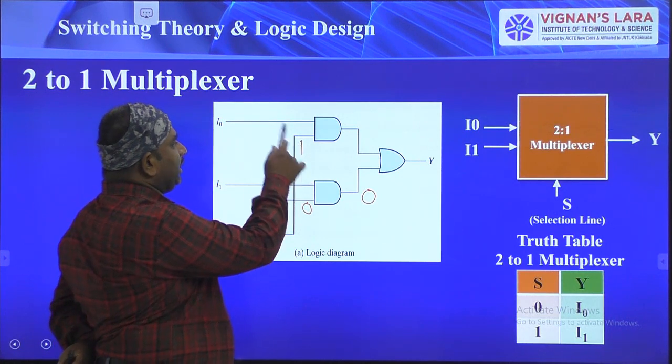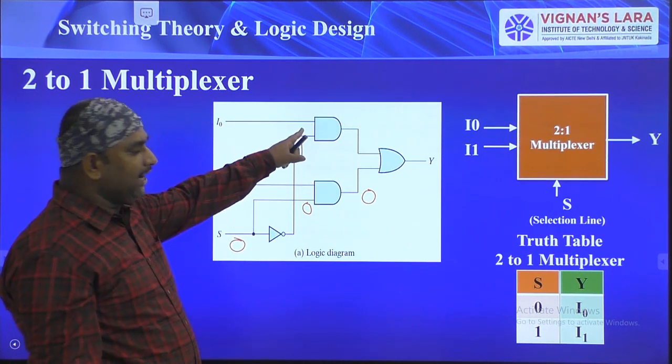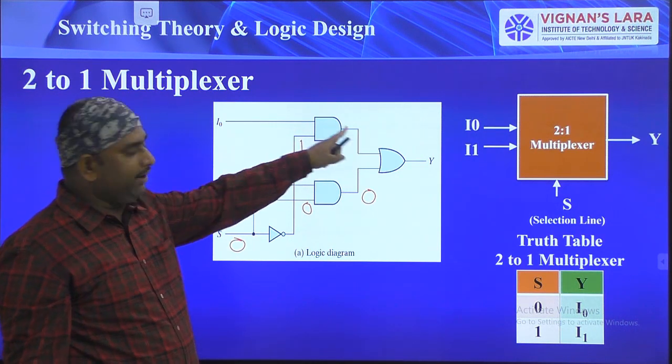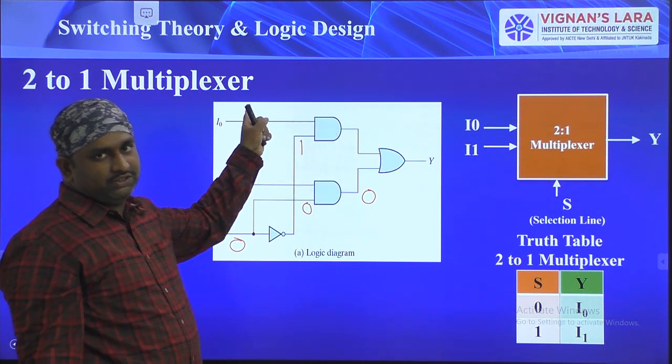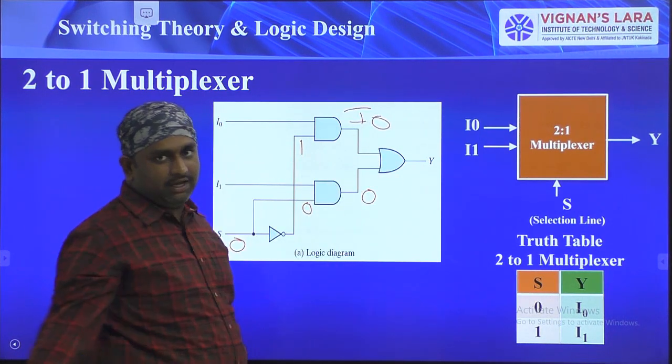Next, here 1 is there, here I0 is there. So if one input is 1, the second input decides the output. If it is 0, the output is 0. If it is 1, the output is 1. That is, I0 is transmitted as is.